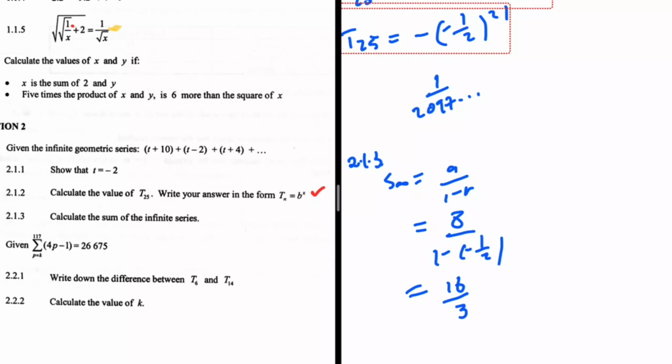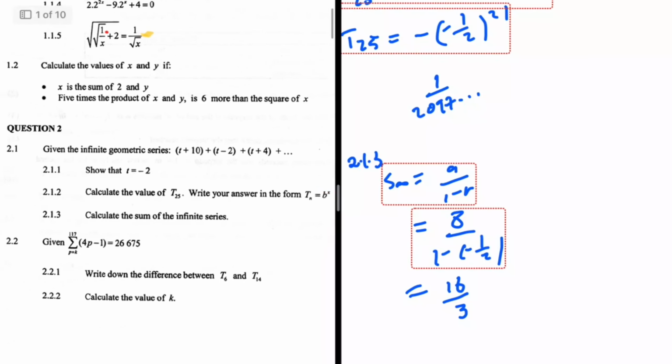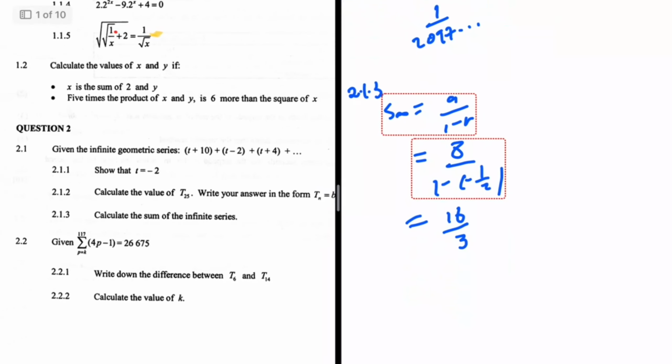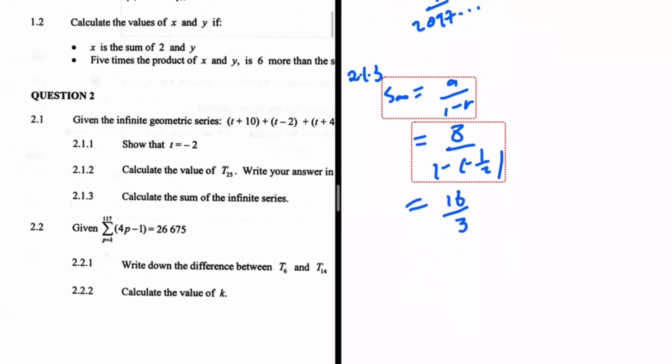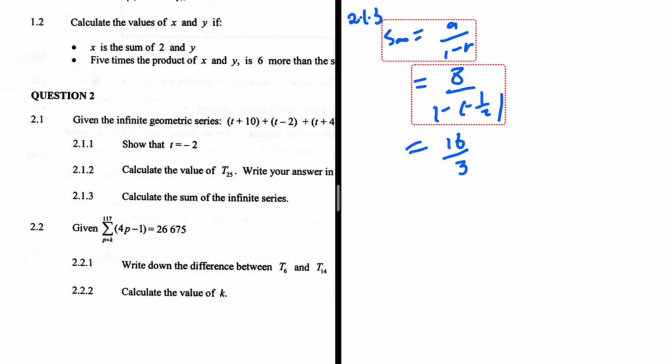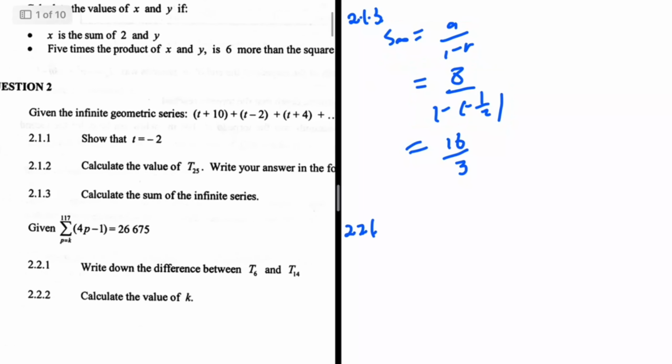So 16 over 3 seems to be the sum to infinity. That is 2.1.3. Let's take a look at 2.2. I've been doing this kind of question a lot in recent times as we were preparing for the final exam. But anyway, 2.2.1, we have the sigma notation there.